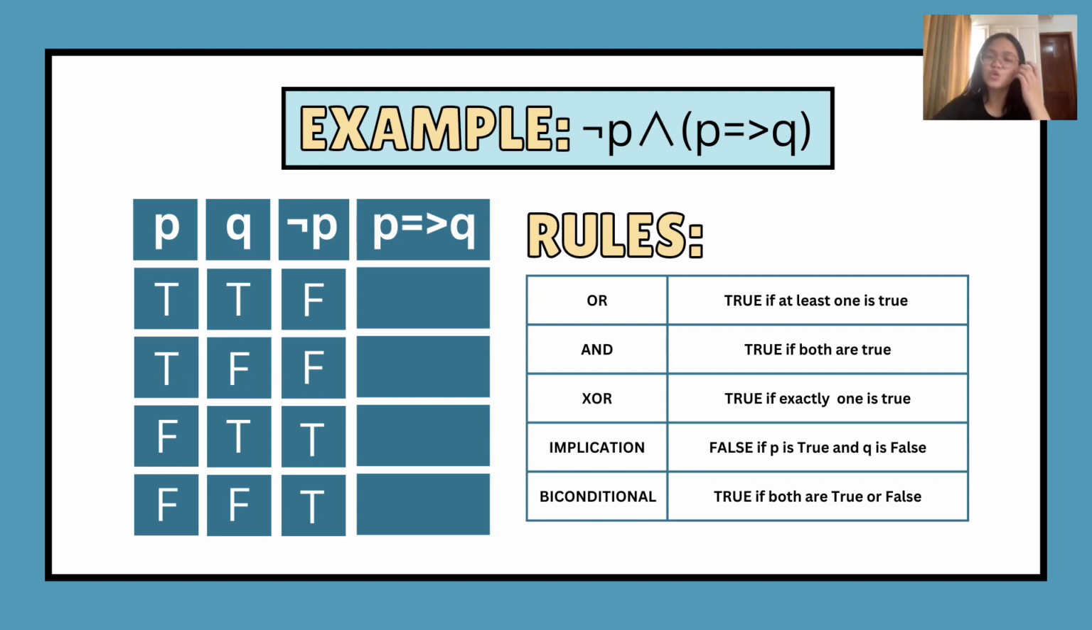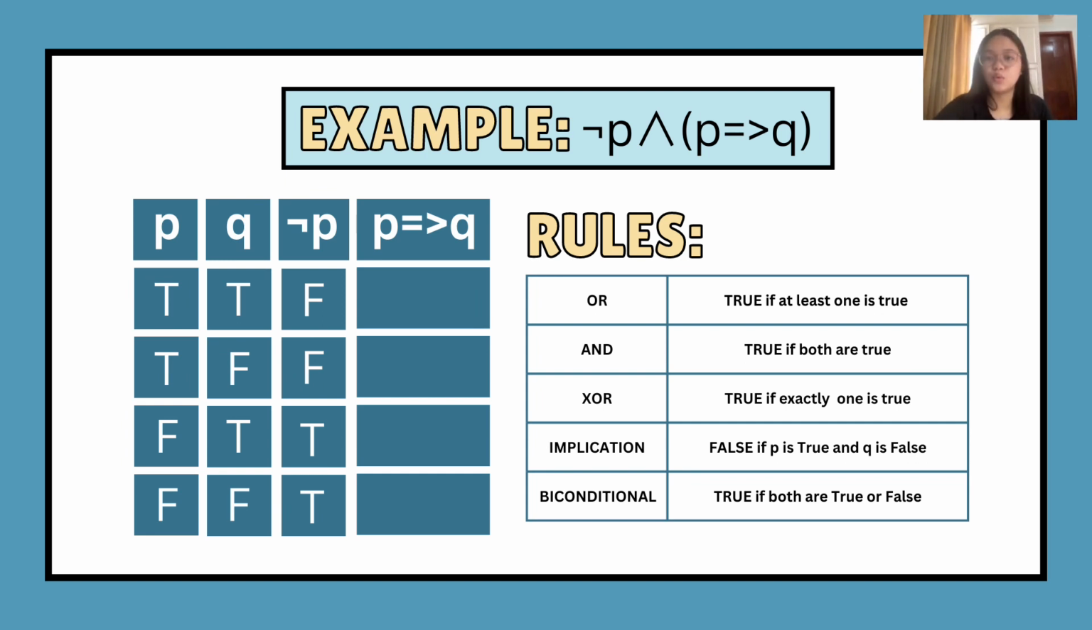Now remember, to know the truth value of the compound proposition, we follow these rules. OR is true if at least one is true. AND is true if both are true. XOR is true if exactly one is true. Meanwhile, implication has a lot of instances where it is true. That's why in the rules, we focus on the false. And an implication is false if the P is true and the Q is false. And lastly, we have biconditional, which is true if both are true or both are false.